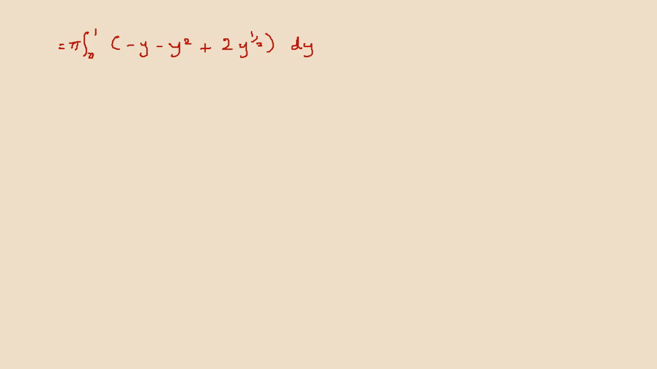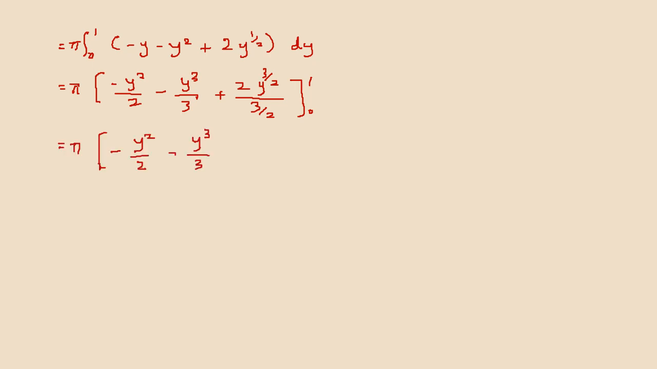Now we will integrate our function, equal to pi. Integrate negative y, we will get negative y squared over 2, minus integrate y squared is y to the power of 3 over 3, plus 2 integrate y to the power of 1 over 2 is y to the power of 3 over 2, over 3 over 2, limits 0 to 1. Simplify 2 y to the power of 3 over 2 over 3 over 2. We get 4 over 3 y to the power of 3 over 2, from 0 to 1.